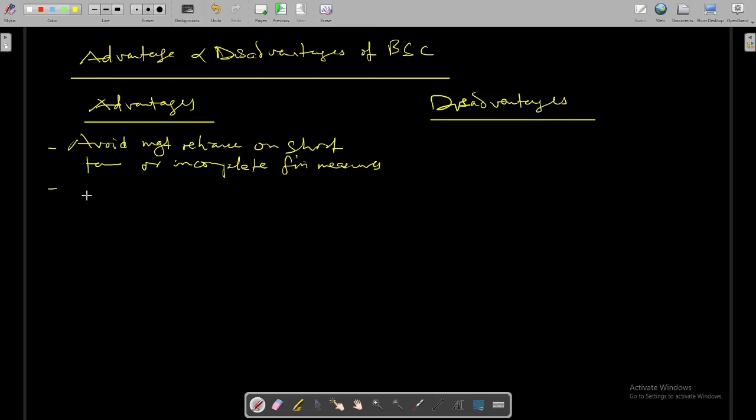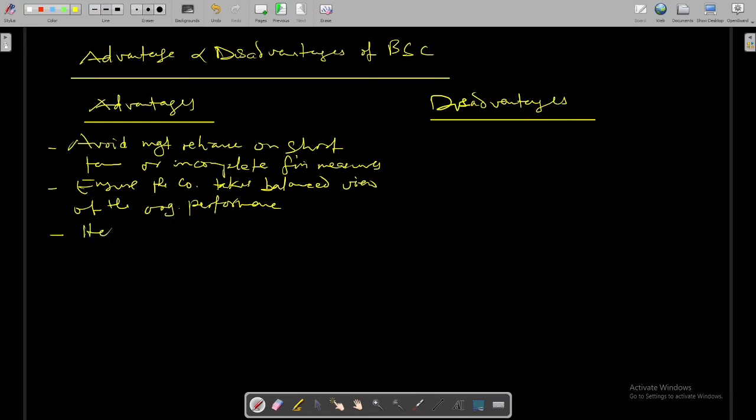Two, it ensures that the organization takes a balanced view. It ensures the company takes a balanced view of the organization's performance. So, is the company performing well? If yes, then on what parameters is the company performing well? How are they performing relating to customers? How are they performing relating to their financial objectives? And how are they performing relating to innovation and learning and internal processes? So the company can have a balanced view of its performance.